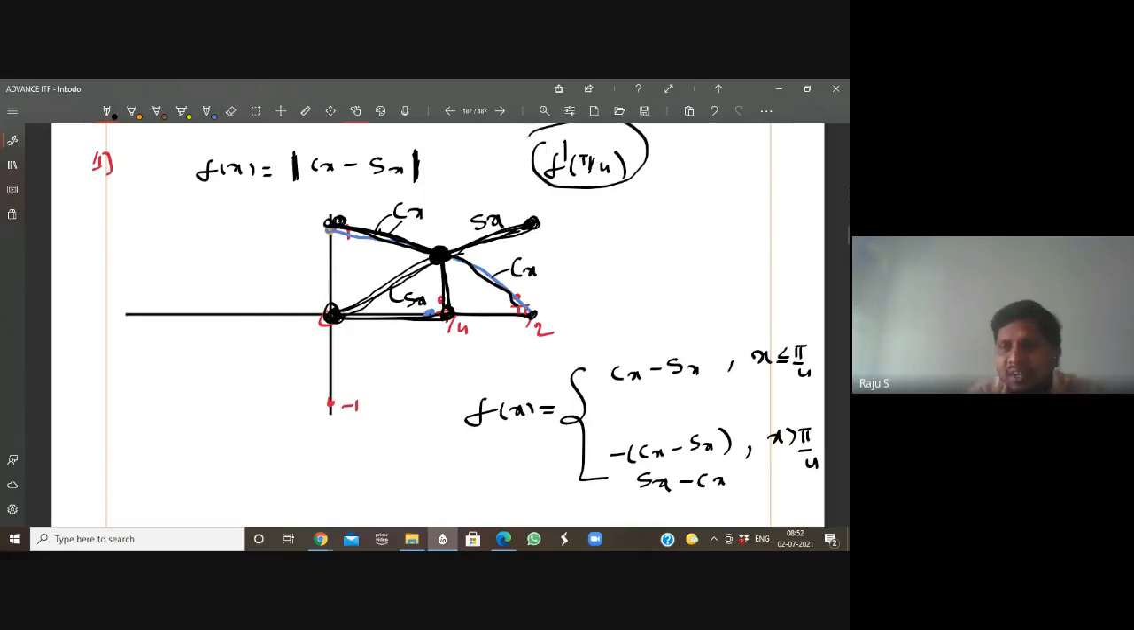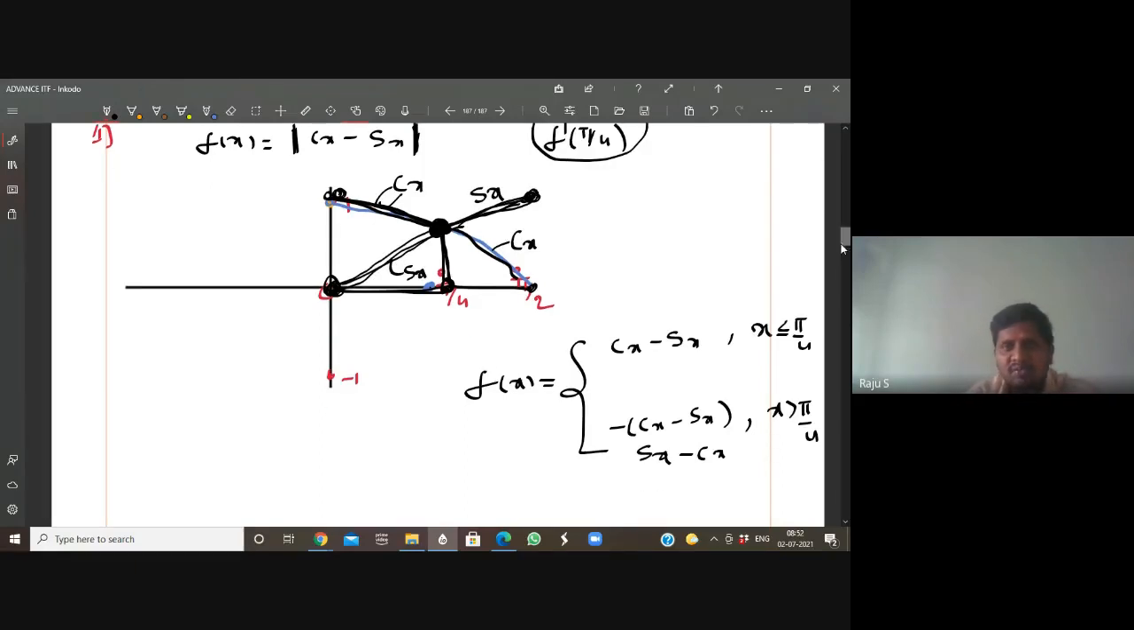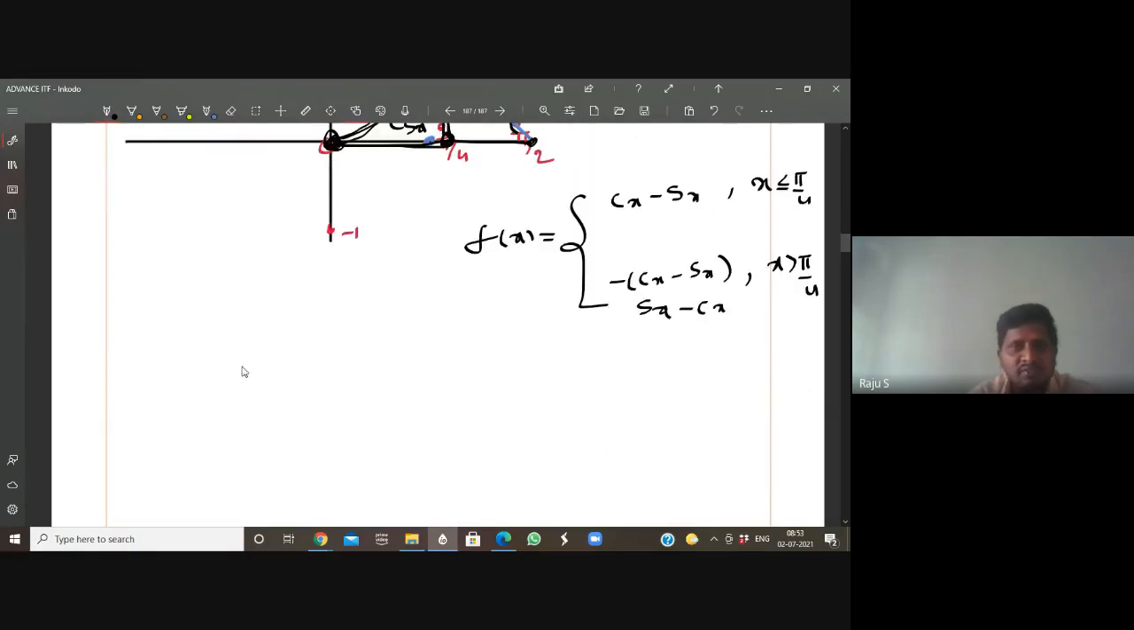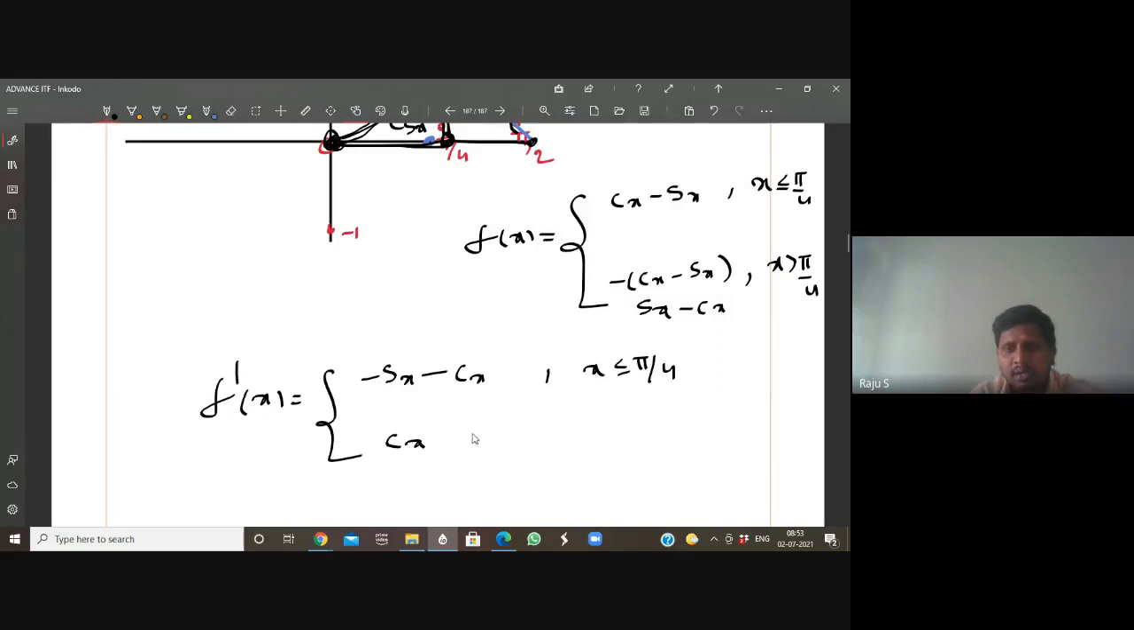Now I want to differentiate the given function first. Here we got the f of x value. When I differentiate, f dash of x is equal to: what about cos x? Cos x derivative is minus sin x, sin x derivative is cos x, here x lesser than or equal to pi by 4. Then here sin x minus cos x: sin x derivative is cos x, minus cos x derivative is plus sin x, here x greater than pi by 4.